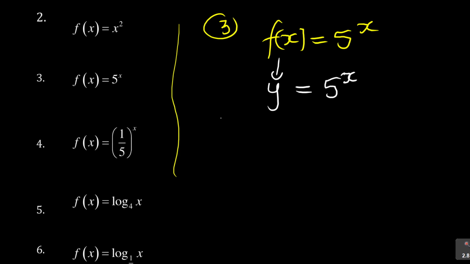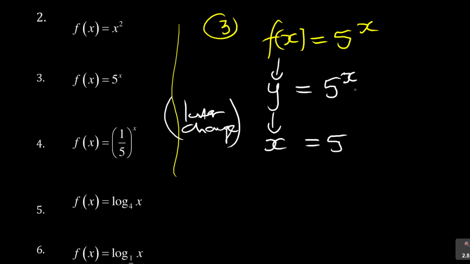Now that's where the interchanging comes in. I'll write interchange. Interchange: x becomes y, y becomes x, and it is 5 to the exponent y. Do you see that? You have to interchange. Where there was y, you put x.